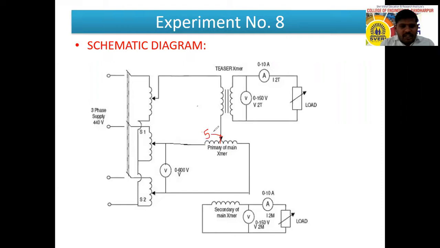Suppose there is a 50% turn on this side and 50% turns on the other side. On the first 50% side we are connecting the Y phase, and on the other 50% side we are connecting the B phase, right? So like that a three phase can be done.